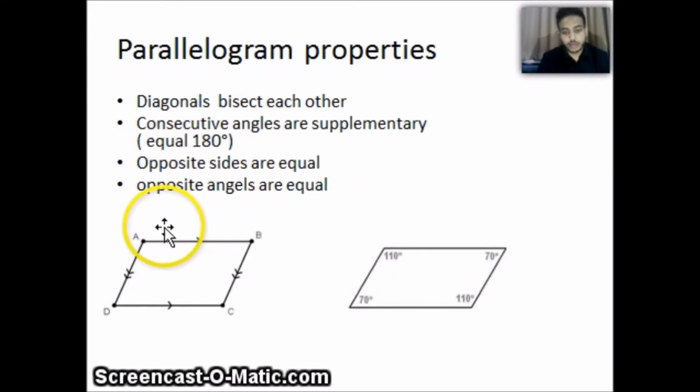Opposite sides are equal. That means AD is equal to BC here. DC is equal to AB here. And opposite angles are equal. As we've seen here in the figure, the angle here, 70, is equal to the opposite angle here, which is 70. And the angle here, which is 110, is equal to the 110 in the opposite angle.